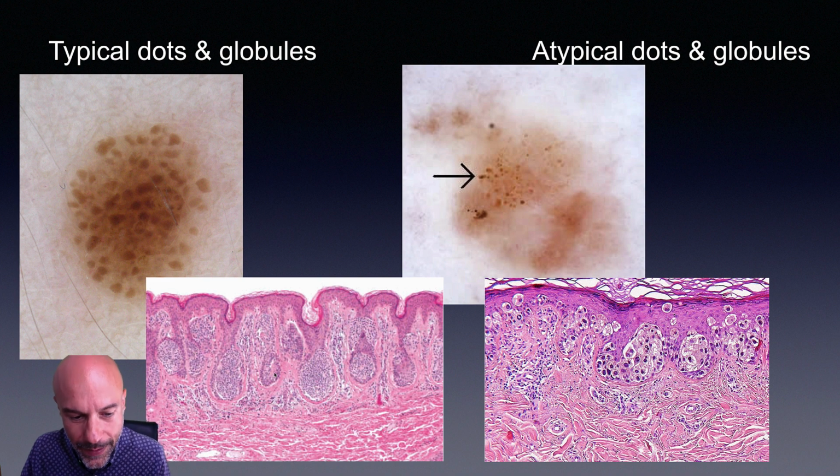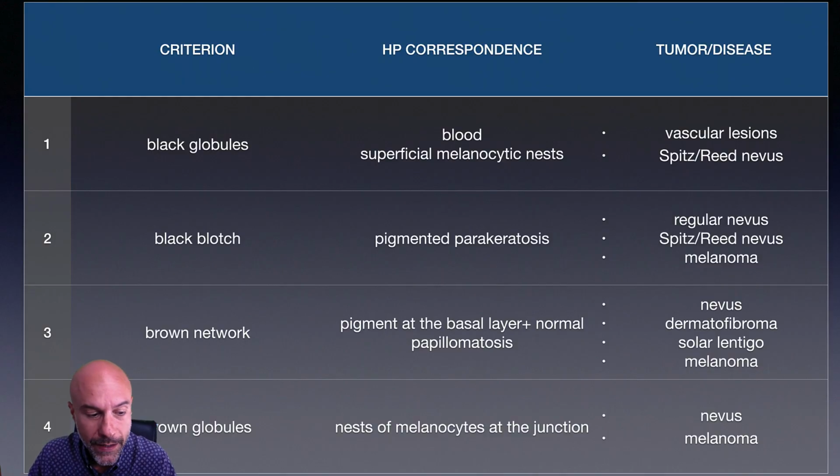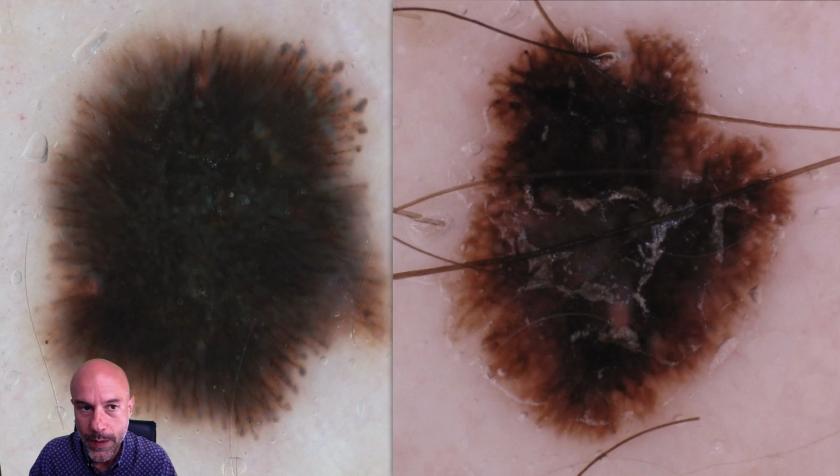All the nests of melanocytes are so regular, more or less the same size, and regularly distributed. In contrast, in the melanoma case, in the histopathology image, you can see a very large nest here, a much smaller nest here, very small nests just aside. So that's why the globules are atypical, irregular in melanoma. So brown globules correspond to nests of melanocytes immediately below the junction, diagnostic significance, nevi, and melanoma.